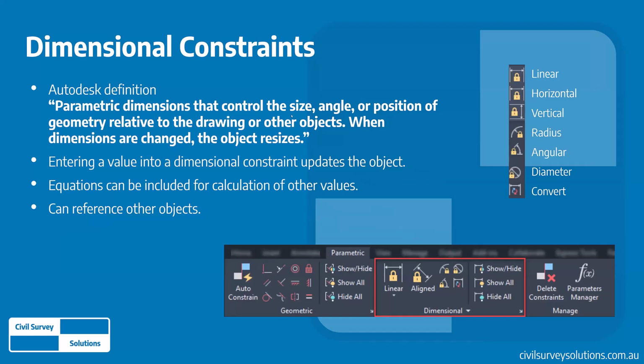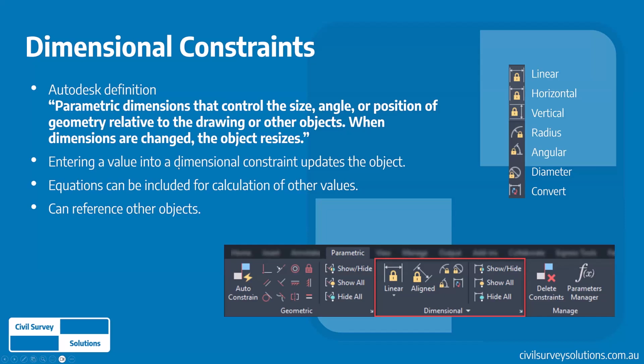Dimensional constraints. You can see here that we have an area on the ribbon called dimensional. The Autodesk definition of dimensional constraints are parametric dimensions that control the size, angle, or position of geometry relative to the drawing or other objects. When dimensions are changed, the object resizes. So we can enter a dimensional constraint. We've got different types. I've outlined the different types over here. So we've got linear, horizontal, vertical, and so on. We can assign dimensions or dimensional constraints to our object.